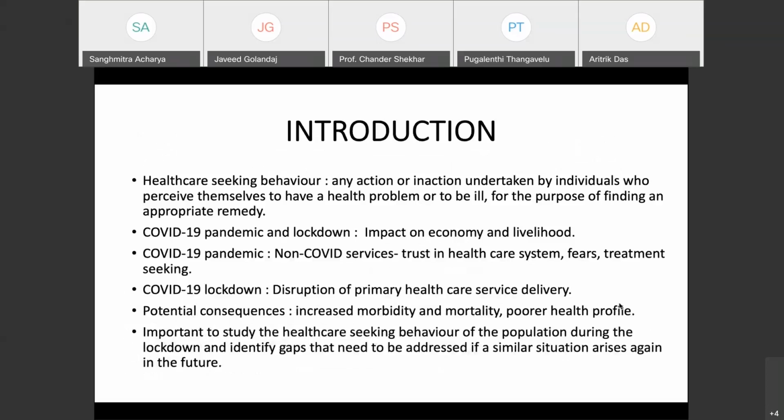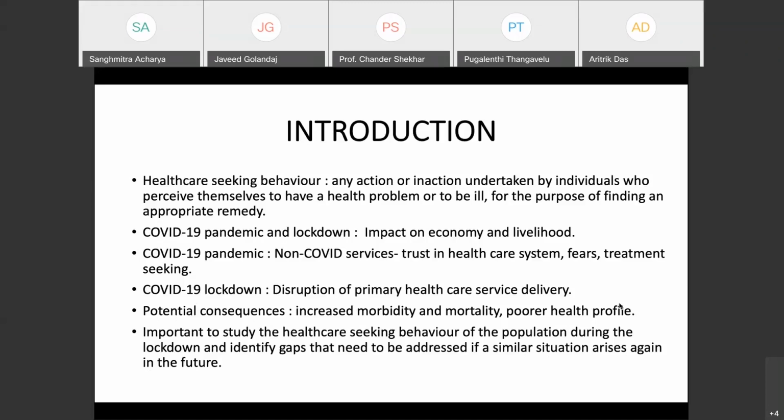Healthcare-seeking behavior is defined as any action or inaction undertaken by individuals who perceive themselves to have a health problem or to be ill for the purpose of finding an appropriate remedy. The emergence of the COVID-19 pandemic has disrupted the global economy, halted the production of raw materials, intermediate goods, and consumer goods. It has disrupted the supply chain and the global market, and that impact on the financial sector has trickled down to the livelihood of the people as well.